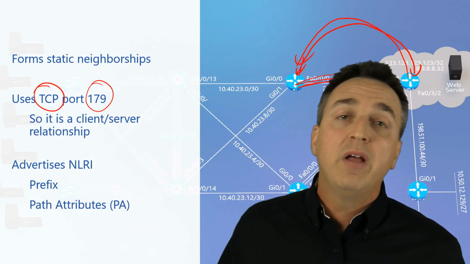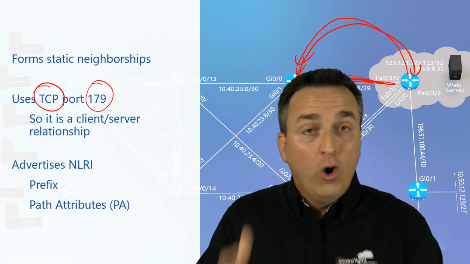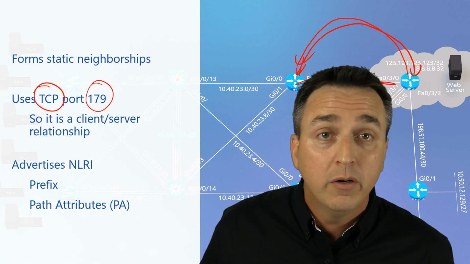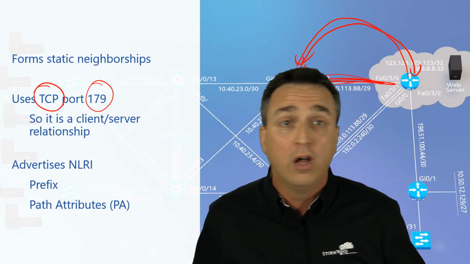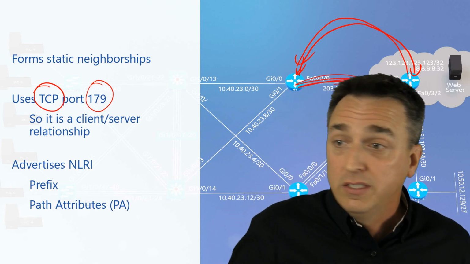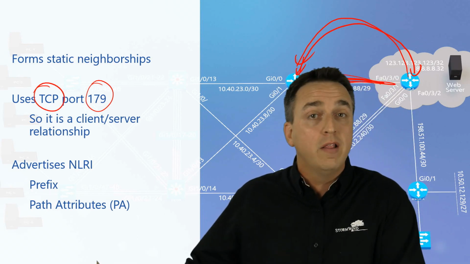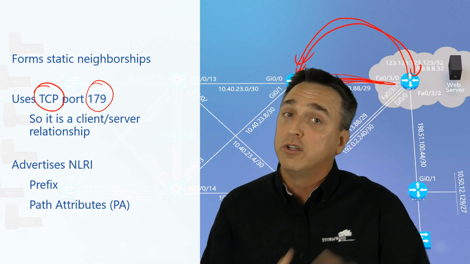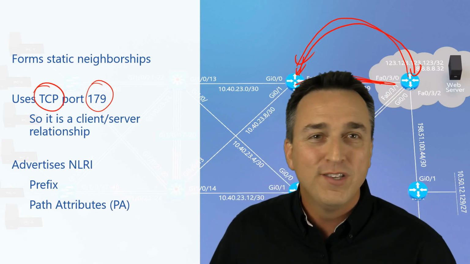So in the end, what do we have? We have a client-server relationship. One of our routers is going to end up using, for example, an ephemeral port number between 49,152 all the way up to 65,535, somewhere in that range. Could be lower than that. I've seen lower numbers used as well by the client, and then the server is using TCP port 179.